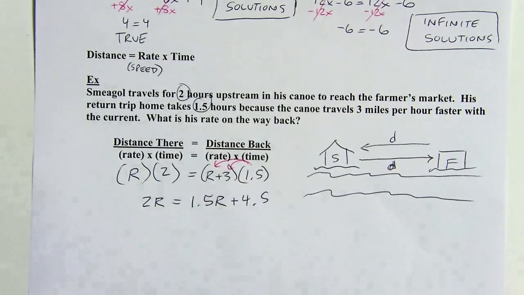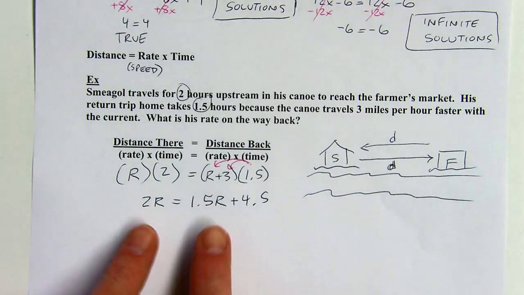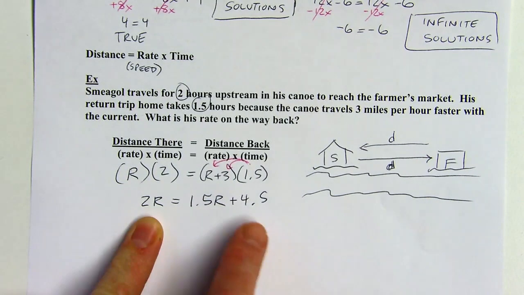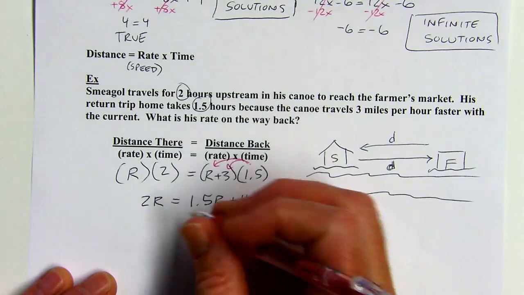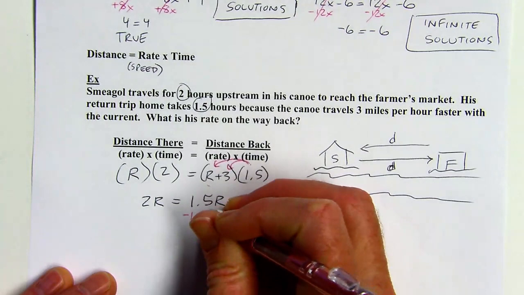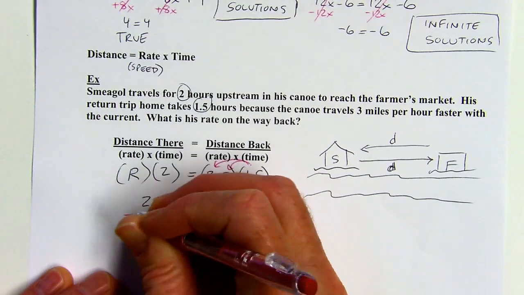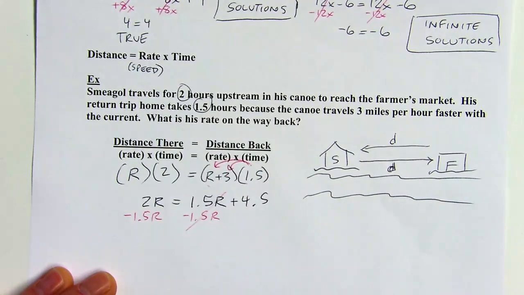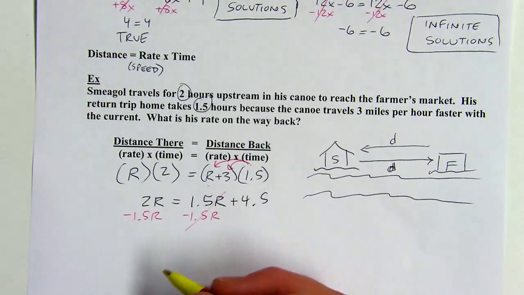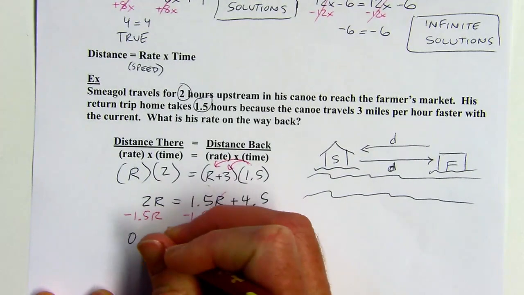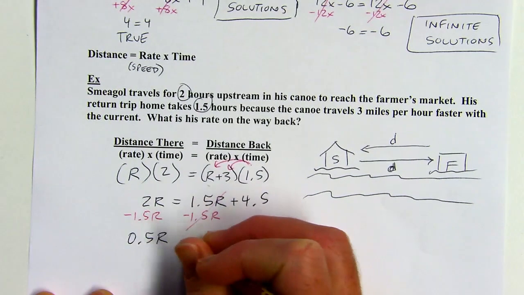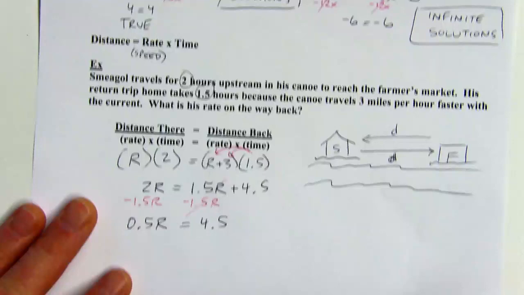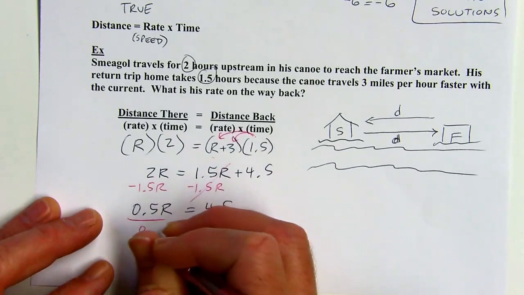Okay, and now I'm going to start solving this for R. So I want to get these R terms on the same side. I might as well pull all my R's on the left so that it's separated from the 4.5. So that's what I'll do here. Okay, those will cancel. And then 2 minus 1.5 would be 0.5, or 1/2. So I got 0.5R equals 4.5. And then the last step to find R would be to divide by 0.5.